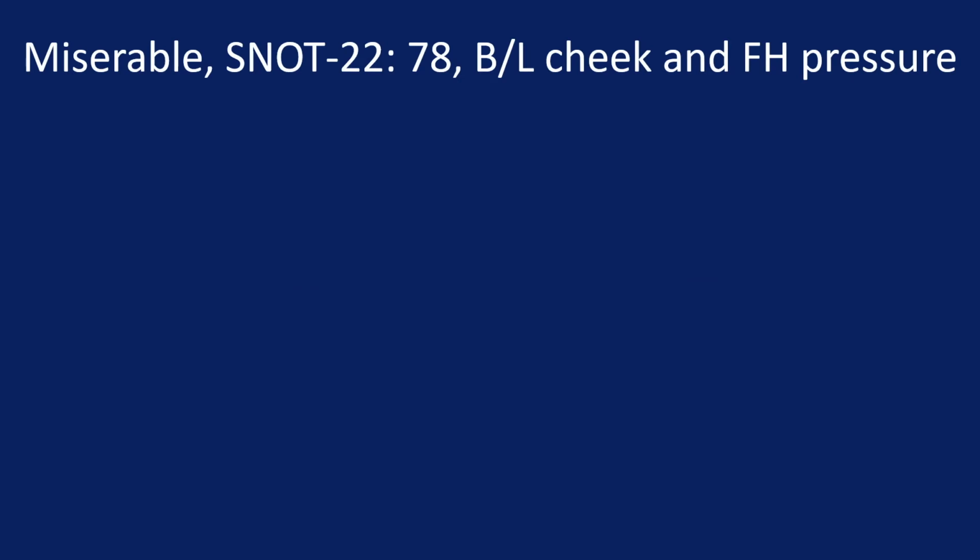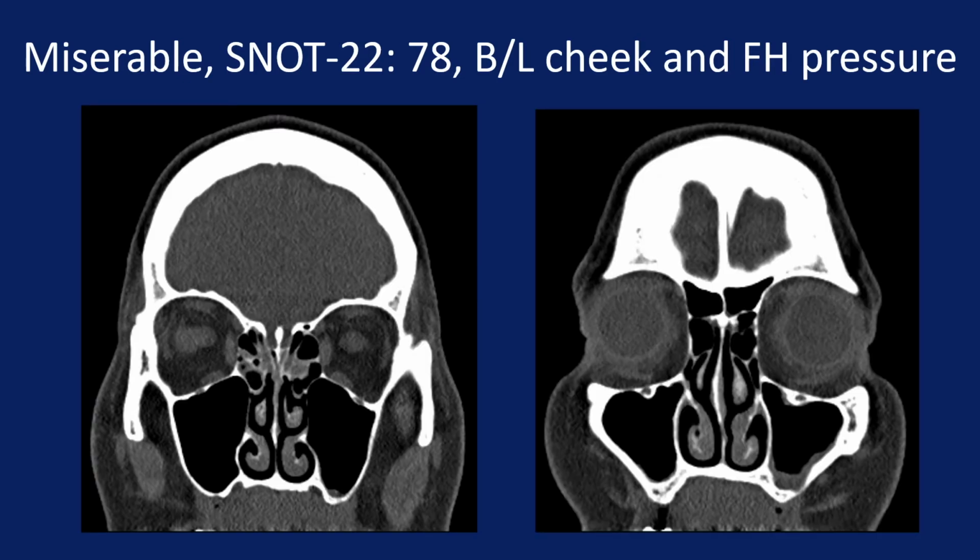Here's a great example. Saw this patient, now it's been a few months, but came in just miserable, referred from her primary care provider, SNOT-22 score of 78 out of 110, which is really high, and just the worst bilateral cheek and forehead pressure, which she described as sinus pain. And somebody got a CT scan. Okay, and here's the trouble. So here we see, I can't point on this, but bilateral ethmoid partial opacification, left maxillary sinus mucosal thickening, read by the radiologist as consistent with chronic rhinosinusitis.